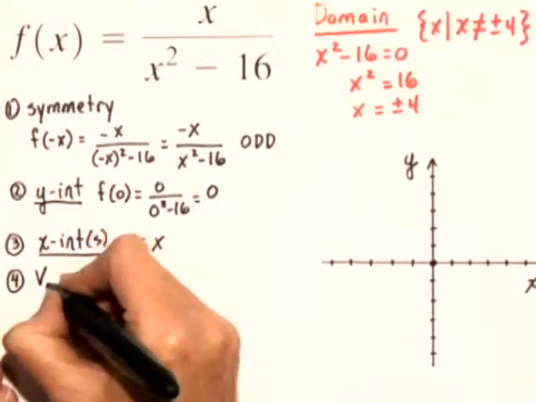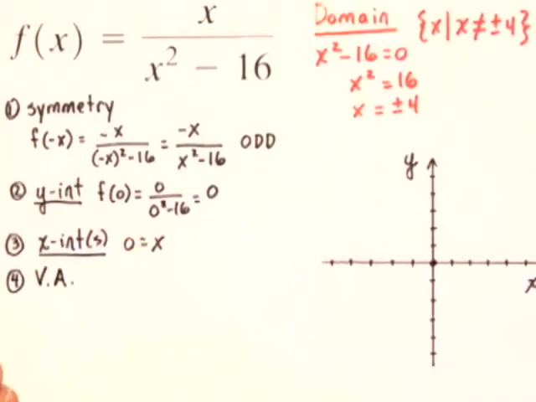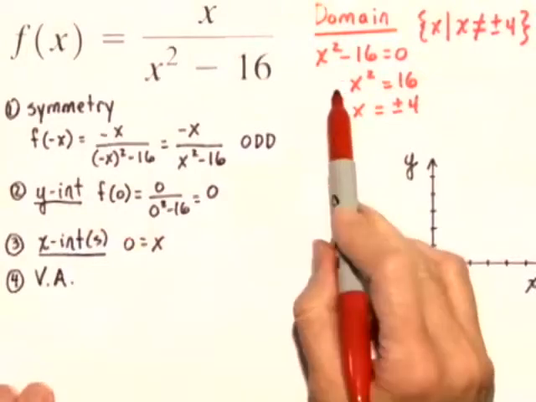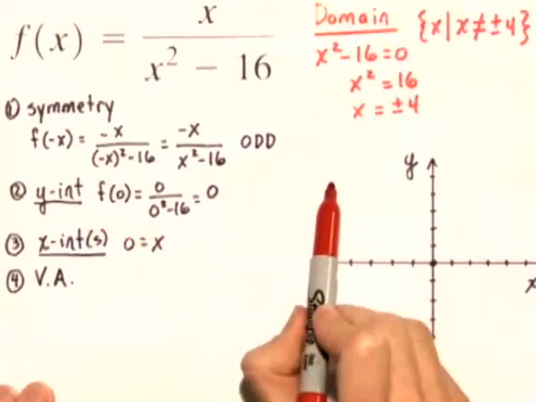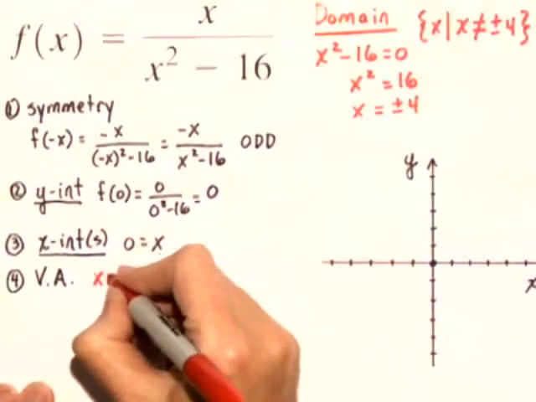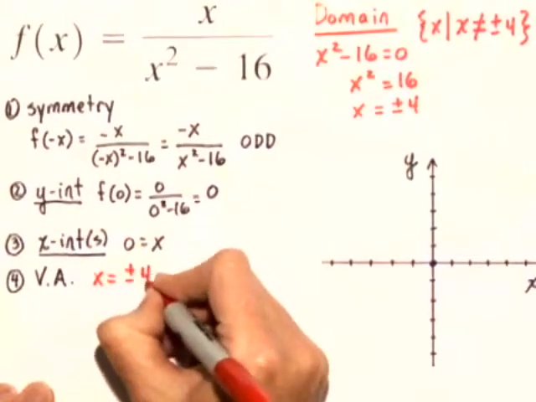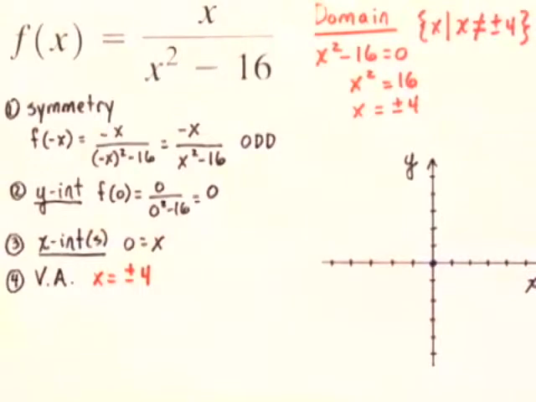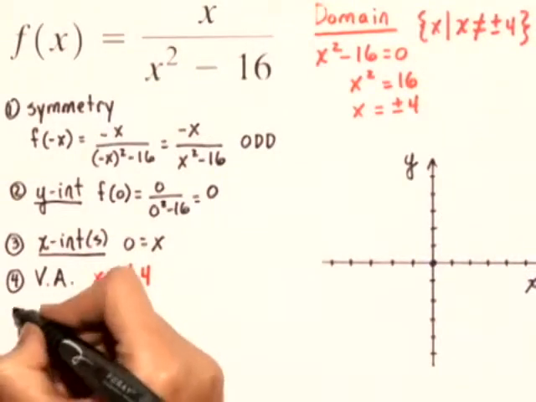Now we move on to step 4. Step 4, we want to find any vertical asymptotes that we have. We find vertical asymptotes by setting the denominator equal to 0. Well, we already set the denominator equal to 0 when we were looking for our domain, and we got a solution that x was equal to positive or negative 4. So we do have 2 vertical asymptotes.